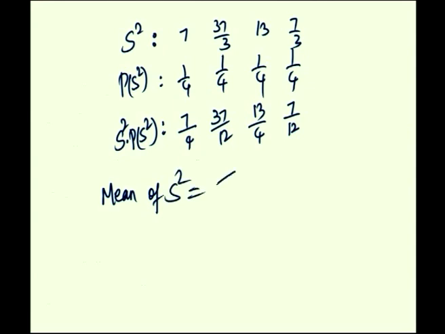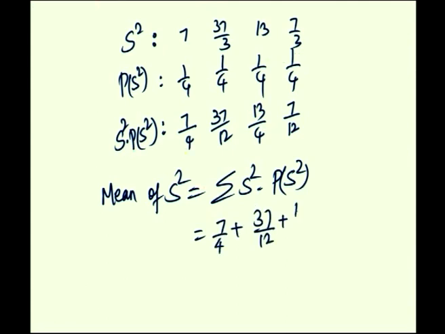Mean of S square is summation S square into P of S square, which is 7 by 4 plus, just add this, 37 by 12 plus 13 by 4 plus 7 by 12, which is equal to 104 by 12, which is equal to 26 by 3. That is the mean of S square.